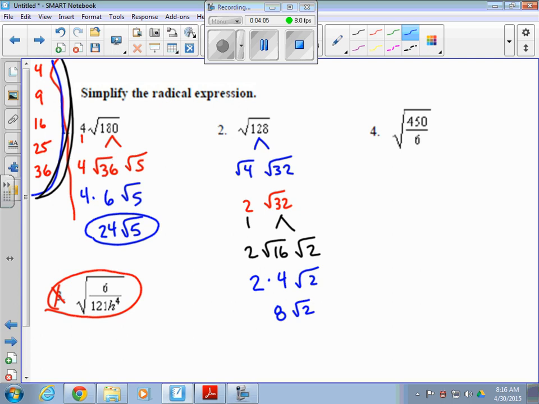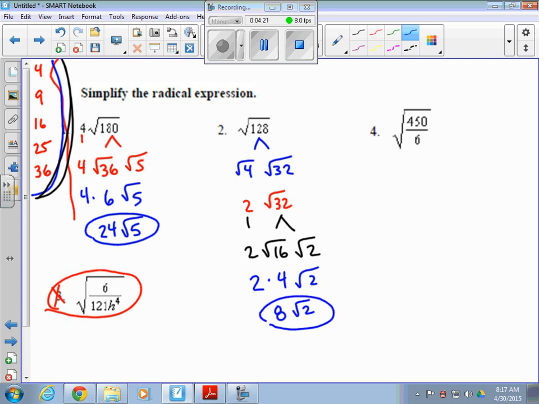Is there a perfect factor in 2? No, because all the numbers are bigger than 2. Is there a large radical with a fraction underneath it? No. And is there a fraction with a radical at the bottom? No. No, no, and no means this is simplified.